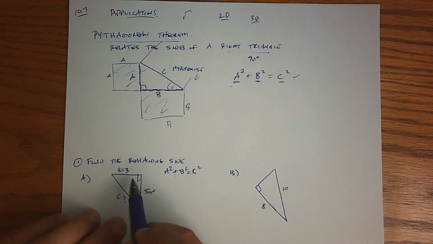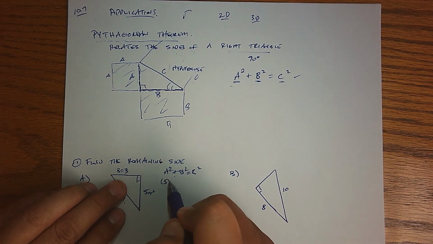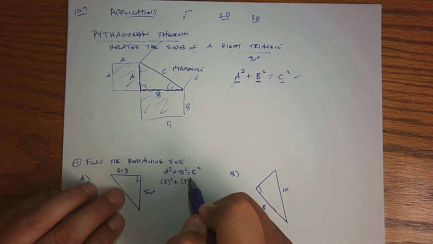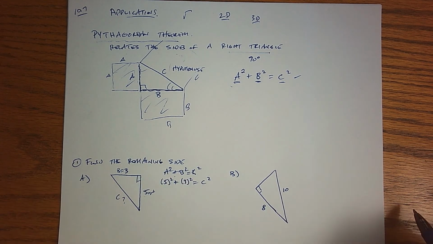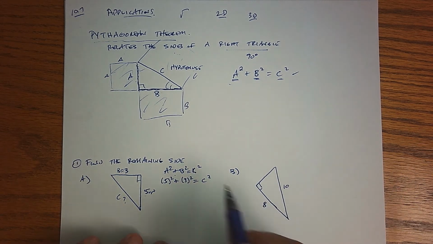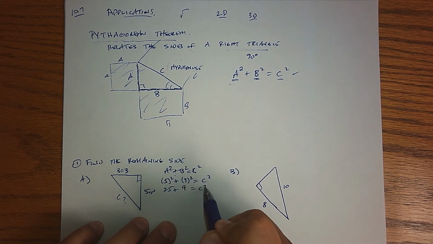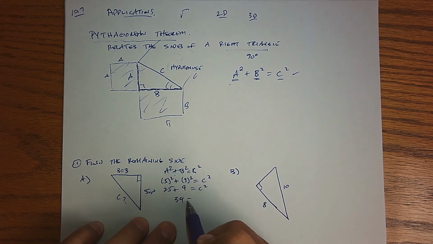But it doesn't matter who you call what. So if I plug things in, we're going to get 5 squared plus 3 squared equals C squared. And so we're basically now able to solve for that remaining variable. This is 25, 3 squared is 9, and I think we're looking at 34.